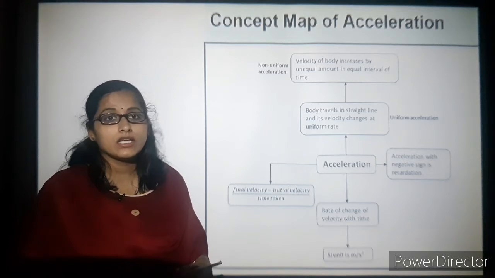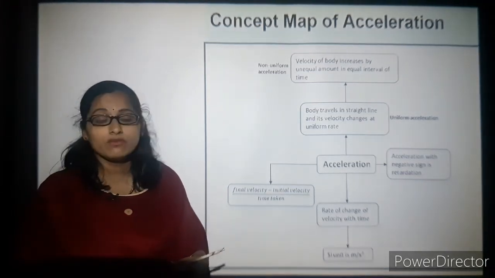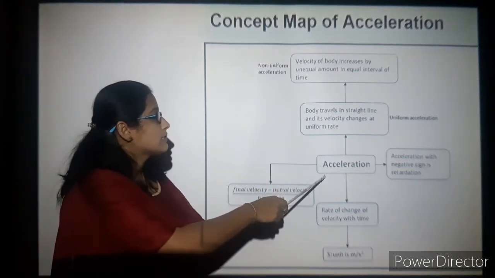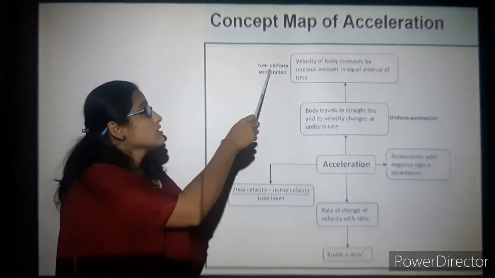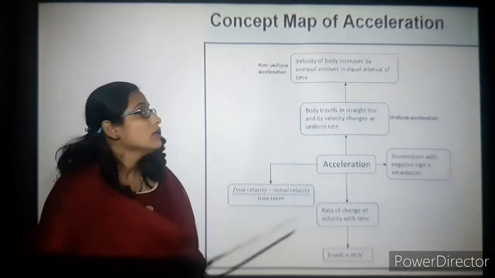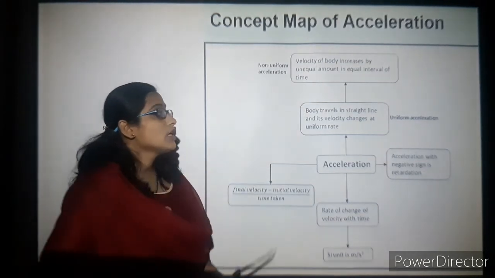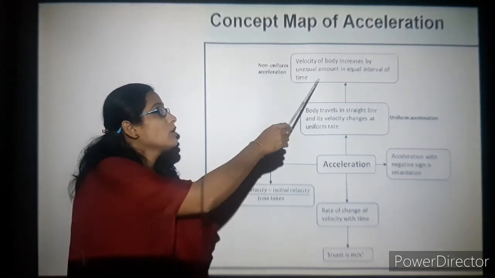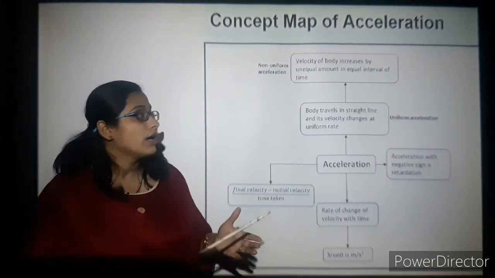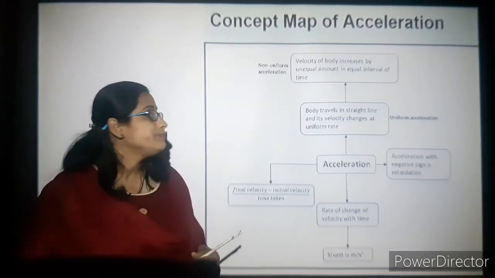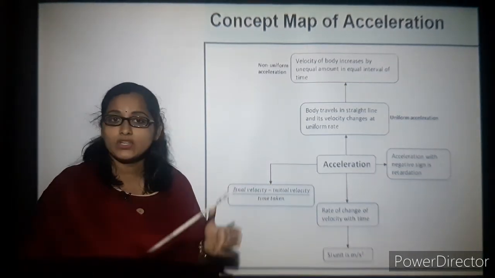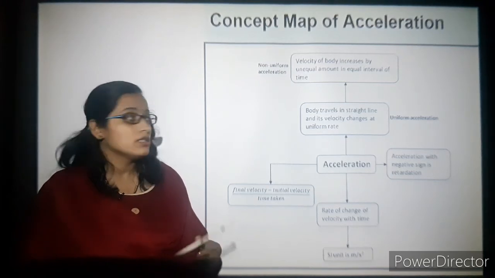Just to understand the concept map of acceleration, we will go through again what we have learned. What is non-uniform acceleration then? It is when the velocity of a body increases by unequal amounts in equal intervals of time. For uniform acceleration, the body travels in a straight line and its velocity changes at a uniform rate.